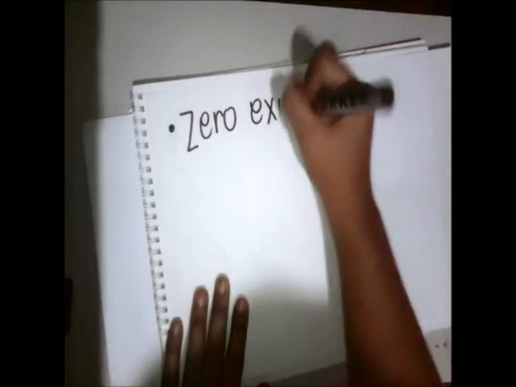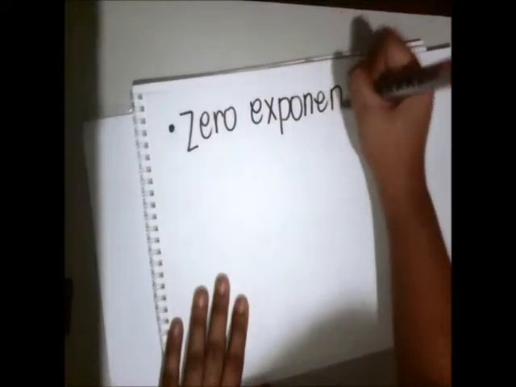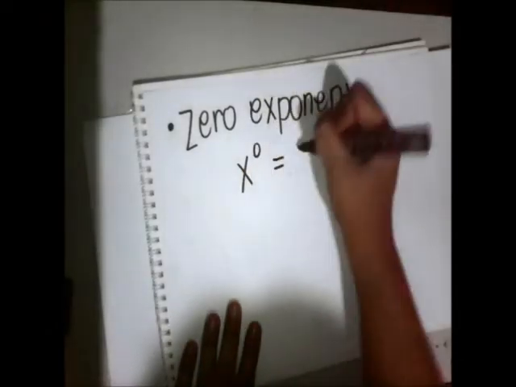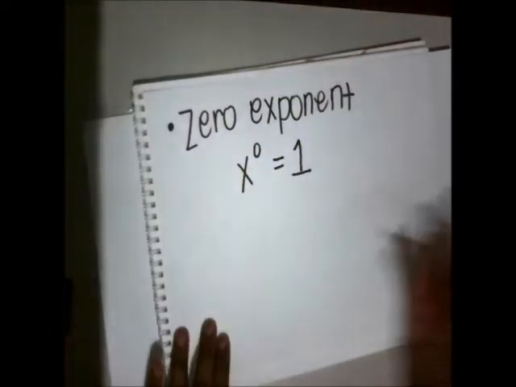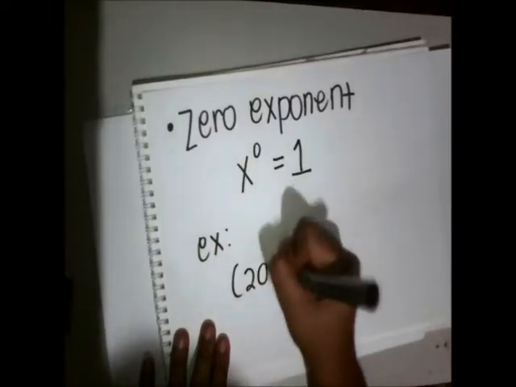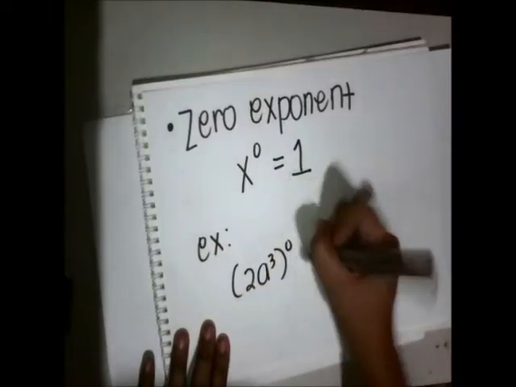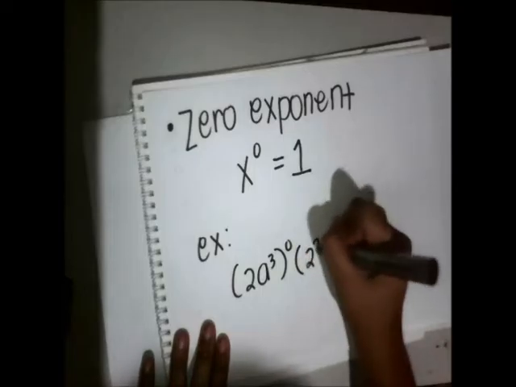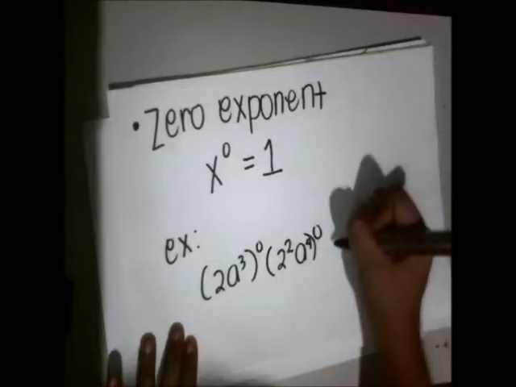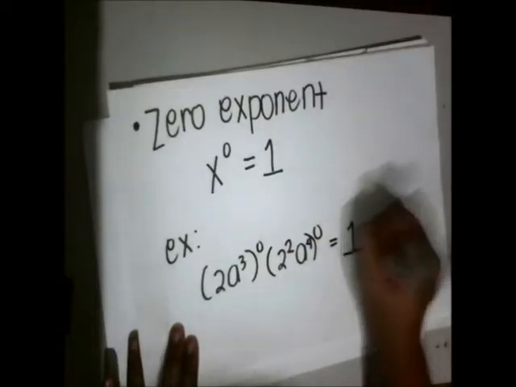And lastly, we have the zero exponent. Any number except 0 when raised to 0 exponent is always equal to 1. Example: quantity of 2a cubed raised to 0 times the quantity of 2 squared a raised to 4 raised to 0 is equal to 1.